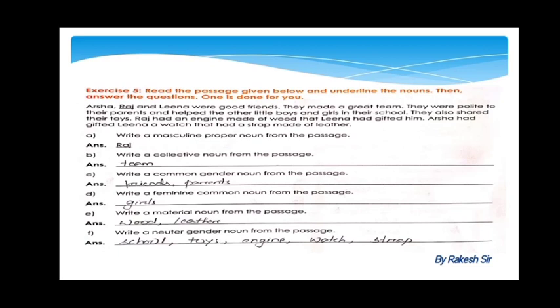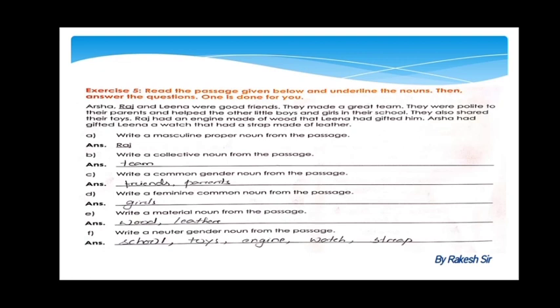Now for F, write a neuter gender noun from the passage. Neuter means non-living thing. See, I wrote so many examples. At least write any one, because A is asking, and I always read what is written there. If more are asked, you can write all, but if A, then only one. I wrote school; you can write toy, engine, watch or strap, anyone can write anything.